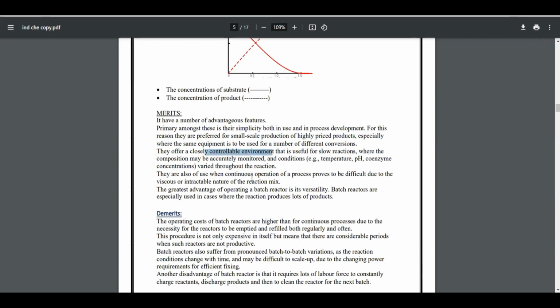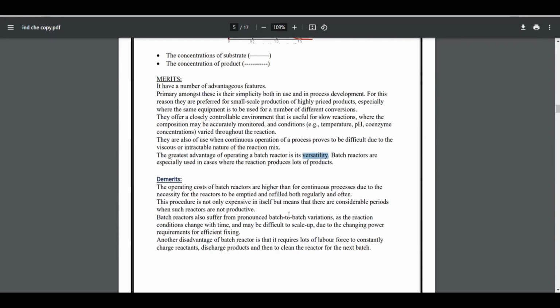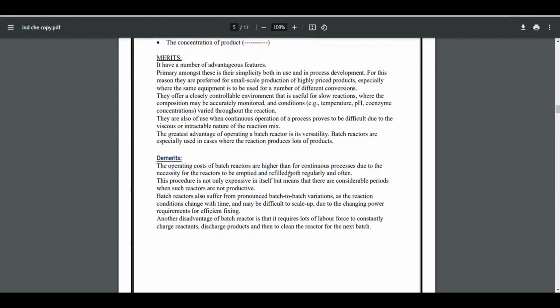And the greatest advantage of operating a batch reactor is its versatility, as batch reactors are especially used in cases where the reaction produces lots of product. They are also used when continuous operation of a process proves to be difficult due to the viscous or intractable nature of the reaction mixture.